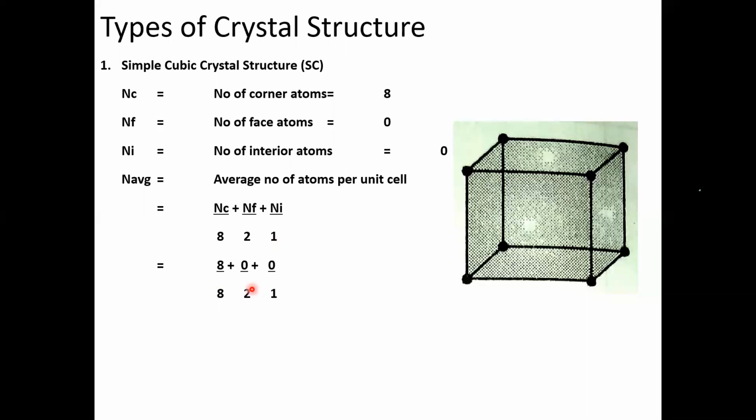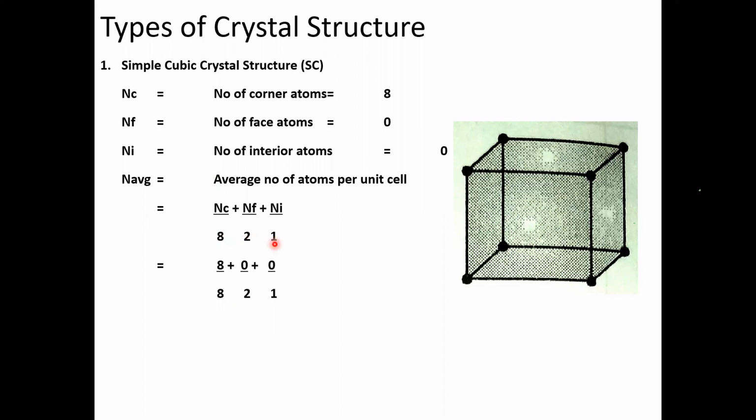0 by 2 is 0. 0 by 1 is 0. So 8 divided by 8 is 1. So how many average number of atoms per unit cell in simple cubic structure? 1. Okay. So do you understand this? So what is the formula? This formula you have to remember. N average is equal to Nc by 8 plus Nf by 2 plus Ni by 1. So this you have to remember.